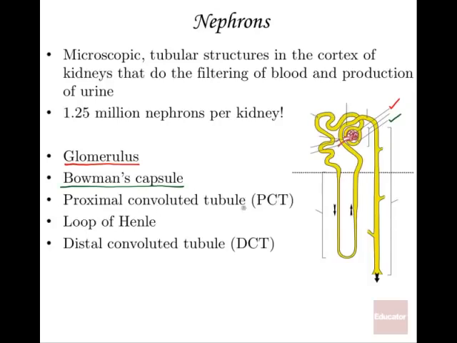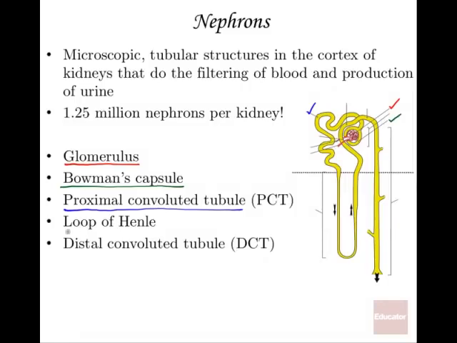So the Bowman's capsule, that leads into this here. That's known as the proximal convoluted tubule. It's twisty-turny, proximal to where this began, and then later it'll be distal, more distant. Proximal convoluted tubule, or PCT. It's this right here. Keeps going, and leads to the loop of Henle.